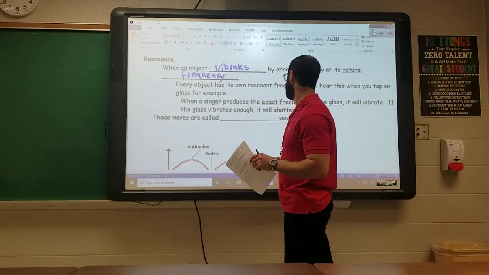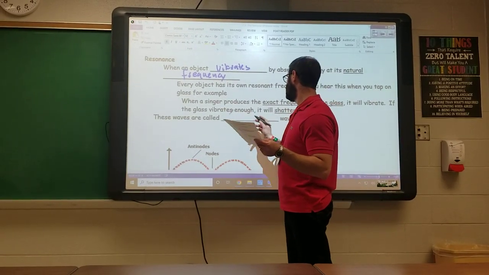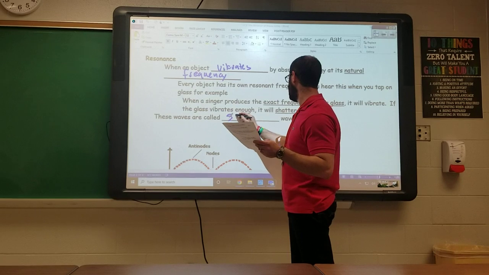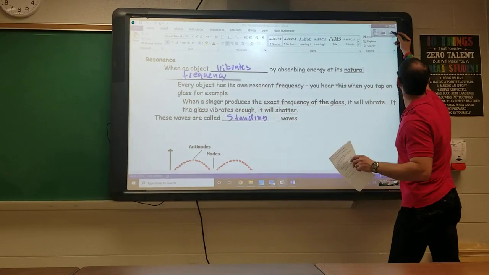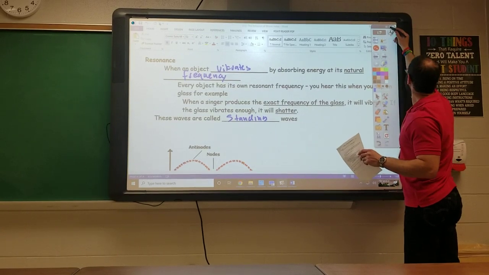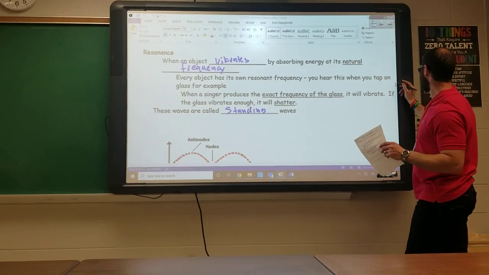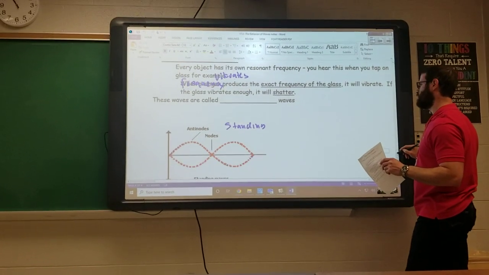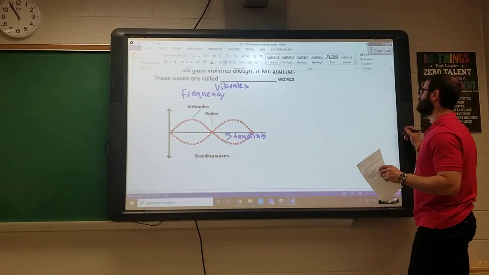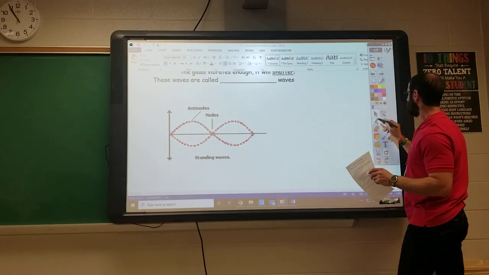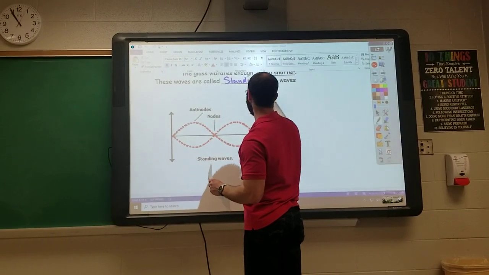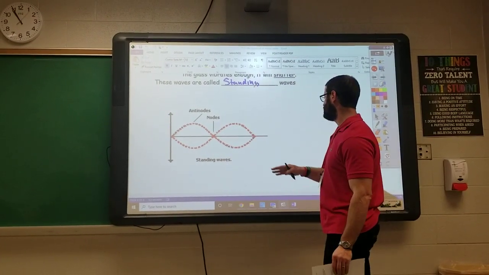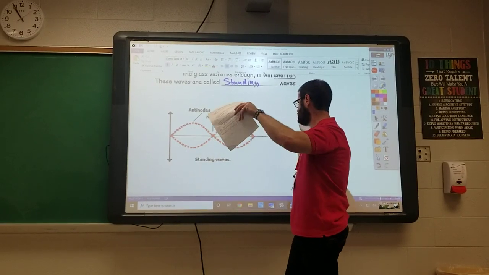And when that occurs, we have what we call standing waves. Let me roll this up a little bit and show you what a standing wave looks like. Here's a standing wave. We notice it just kind of looks like it's in place, right?